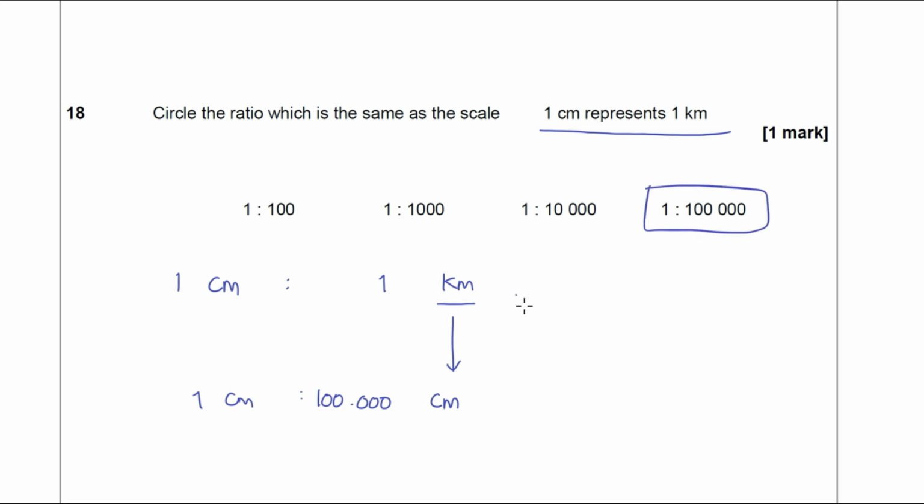Another easier way to convert from kilometer to centimeter is by going through meters. So if you have 1 kilometer here, you can convert it into 1,000 meters, and then convert 1,000 meters into centimeters. That means you need to multiply by 100. So it's 100,000 centimeters. From kilometer to meter, you multiply by 1,000, and from meter to centimeter, you multiply by 100. So altogether, you multiply by 100,000. Hope that helps.